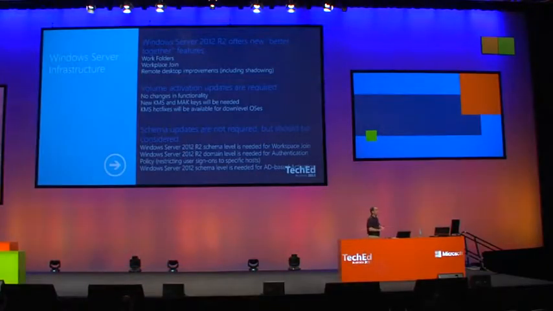There are some schema updates. None of them are required, but you would want to consider them if you're going to leverage any of these new capabilities. So if you're looking at Workplace Join, if you're looking at a new authentication policy, which basically allows you to restrict what computers in a particular account can log into, or if you're looking at AD-based activation, there are some specific schema requirements for those that you would need to implement these new schema levels, or in the case of authentication policies, also the functional levels needed to be updated to support those capabilities.